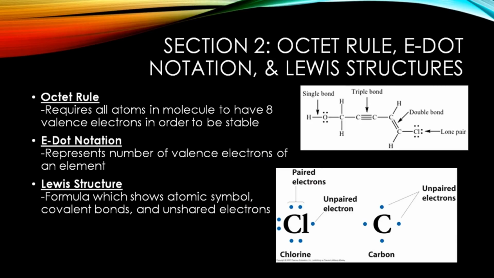Now we have the octet rule, the electron dot notation, and Lewis structures. We know that the octet rule requires all atoms in a molecule to have 8 valence electrons because it wants to get a full outer shell like the nearest noble gas. And since noble gases have 8 valence electrons, they are very stable. Following the octet rule results in completely filled s and p orbitals in an atom's outermost energy level.